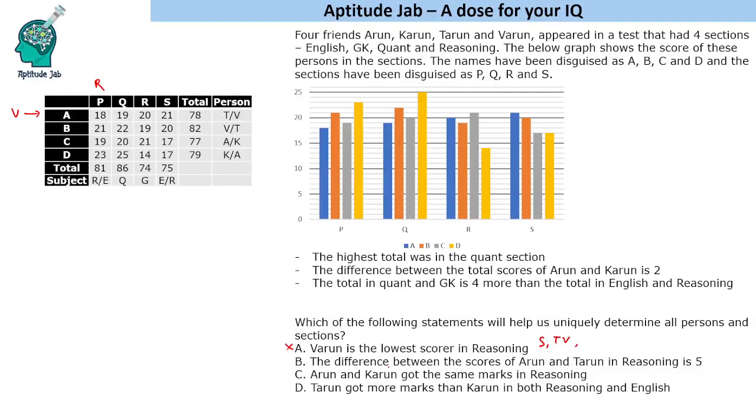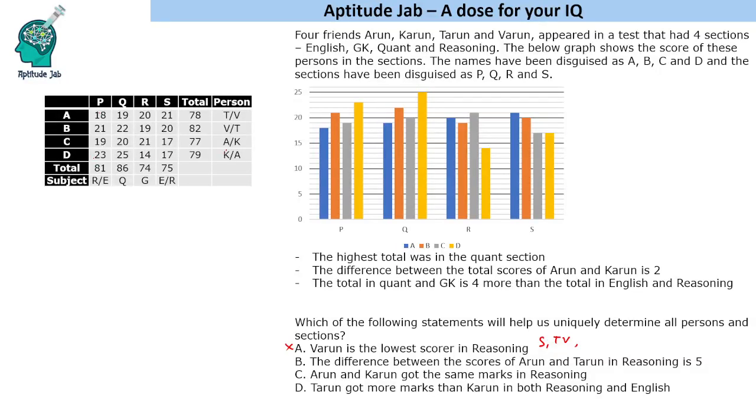Second statement says the difference between the scores of Arun and Tarun in reasoning is 5. Okay, so reasoning and English are the missing subjects. Do you see a difference of 5 here? No. Do we see a difference of 5 here? Yes. Who are these people? Arun and Tarun. So if you consider statement B, Arun and Tarun have a difference of 5. So a difference of 5 is possible here only.